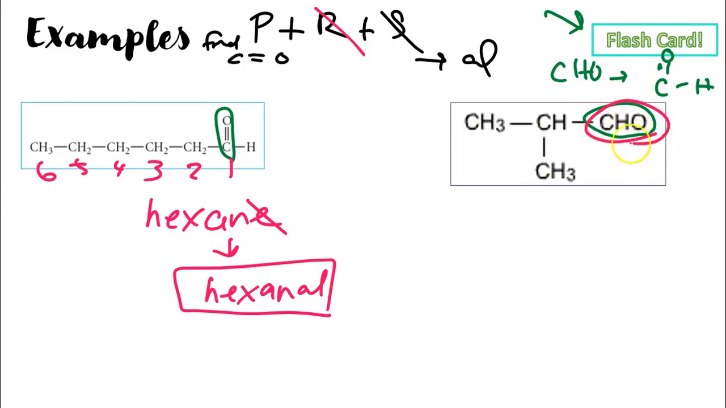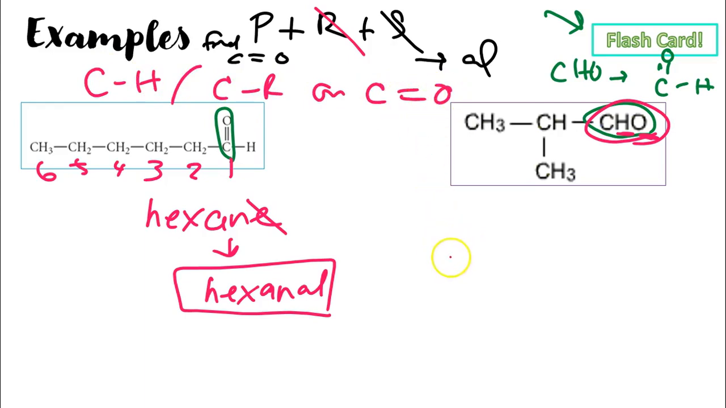Now we know we have an aldehyde group here because we just said we have the carbonyl group that's attached to hydrogen and oxygen only. Okay? So it has to have a carbon-hydrogen bond and a carbon-R group bond on the carbonyl group in order for it to be an aldehyde.